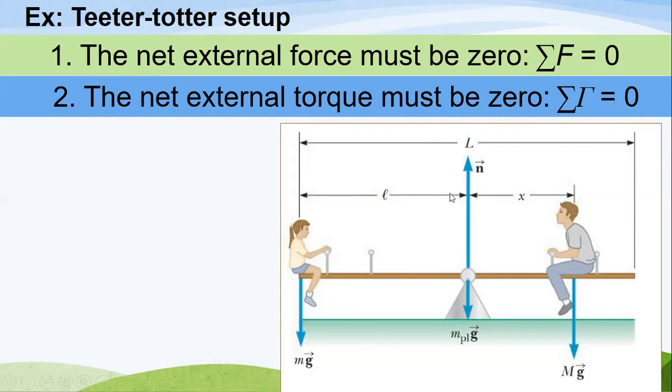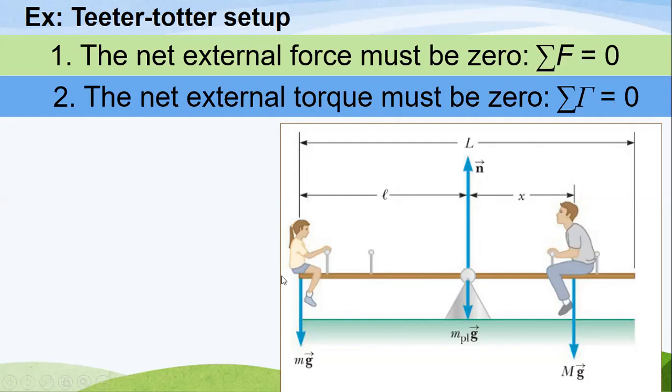So this normal force acting from the hinge upward should balance the weight of the girl, the weight of the boy, and the weight of the seat, right? Then the net external torque should be 0. So you're taking the torque around the hinge point. When you take the torque around this point, the normal force and the weight of the rod act at that point, so there's no torque contribution from the normal force or the weight of the seat.